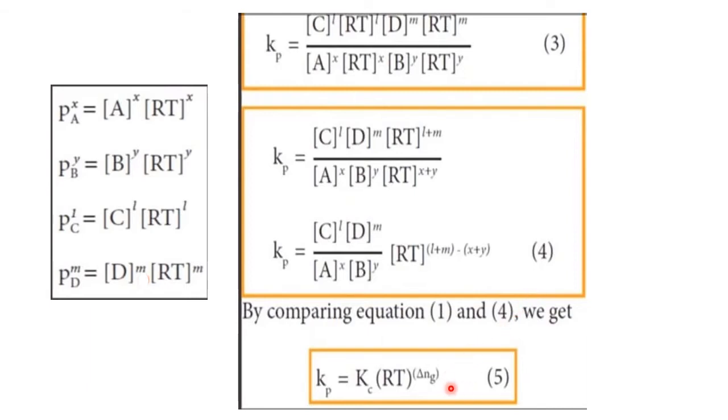So how to calculate delta Ng? Delta Ng is equal to NP minus NR. What is NP? Number of moles of product minus number of moles of reactant. L plus M is the number of moles of product, on the product side. X plus Y is the number of moles of reactant. So we subtract these two to get delta Ng, so that we can derive this equation: Kp is equal to Kc into RT power delta Ng. This is a very important question. Learn it the same day.